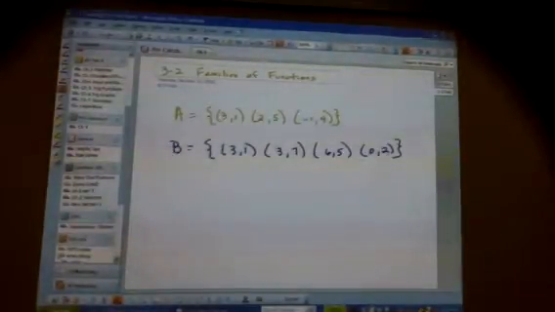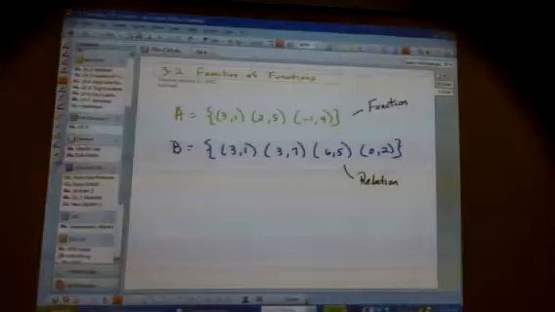Now, so this first example is a function. This second example cannot be called a function. We can, however, just in case you hear it again, you'll know what people are talking about. We can call the second example a relation. It falls short on the function requirements, but at least we have the ability to call it a relation. That's just any set of ordered pairs.